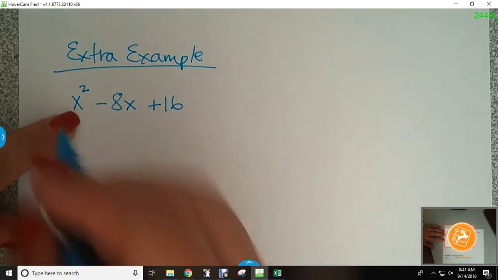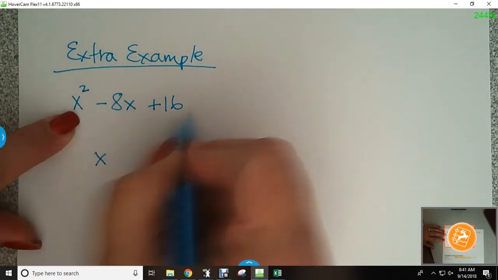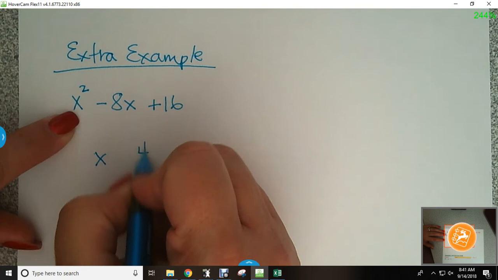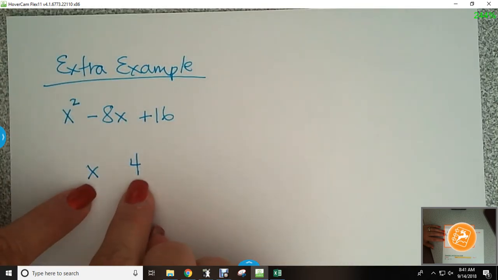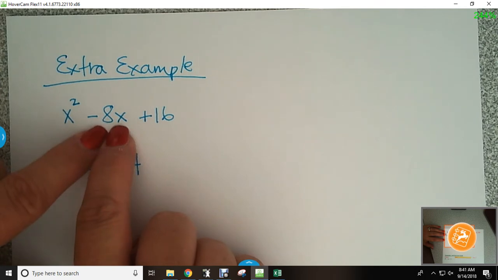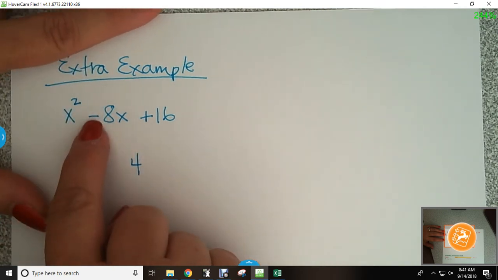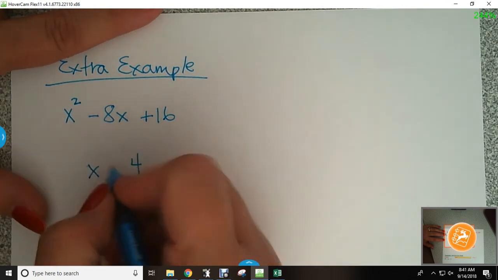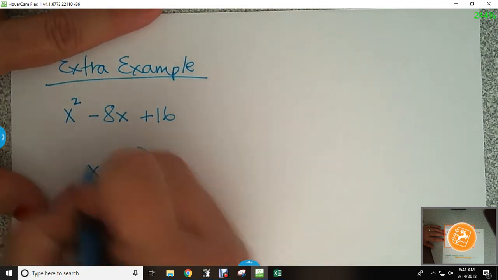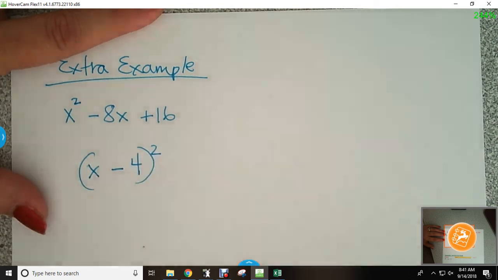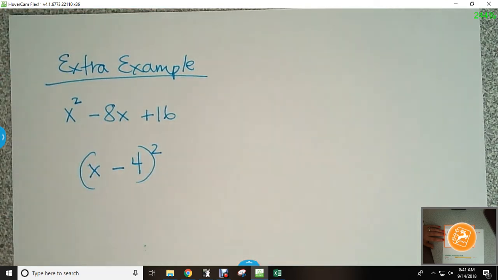The square root of x squared is x. The square root of 16 is 4. When I multiply those, I get 4x. Double it, I do get 8x, which is in the middle. So now all I have to do is take this negative for my middle term, put it in the middle here, parentheses, and a square. And that's all there is to it.